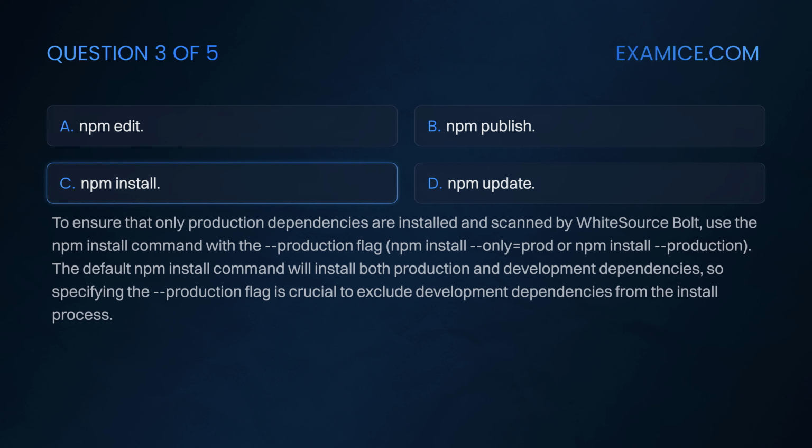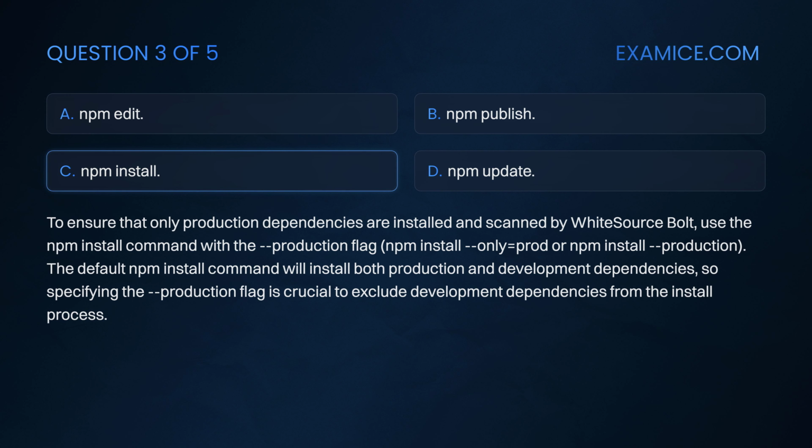To ensure that only production dependencies are installed and scanned by WhiteSource Bolt, use the npm install command with the --production flag. The default npm install command will install both production and development dependencies, so specifying the --production flag is crucial to exclude development dependencies from the install process.